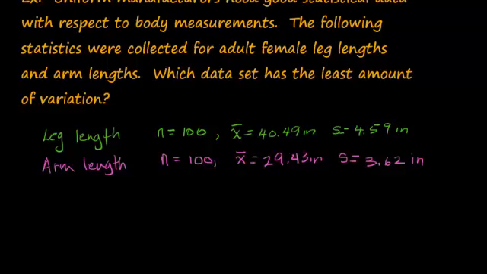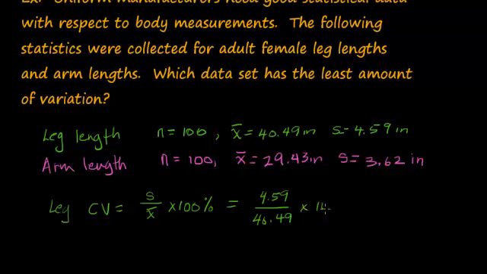So let's do that for the leg. The leg CV, then we said, would be the sample standard deviation divided by the mean times 100%. And in this case, for leg, sample standard deviation 4.59 divided by the mean 40.49 times 100%. And I'm going to round to 2 decimal places and get 11.34%. Okay, so that's the coefficient of variation for the leg lengths.